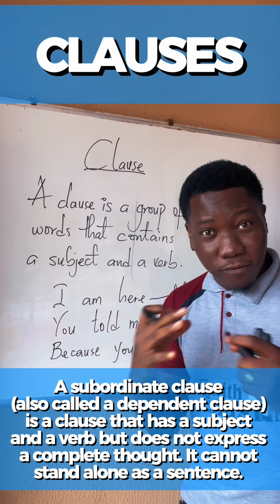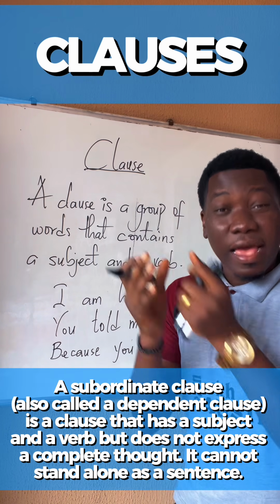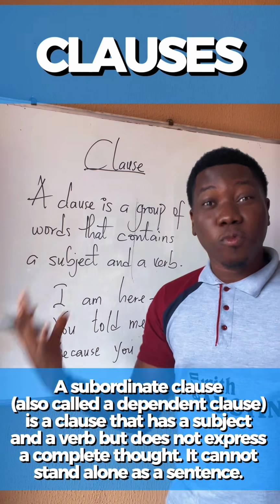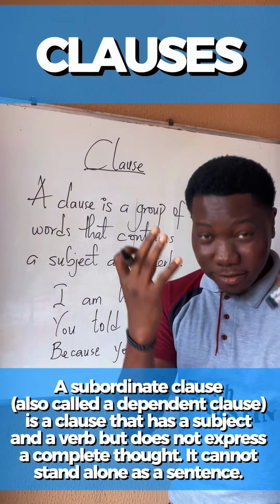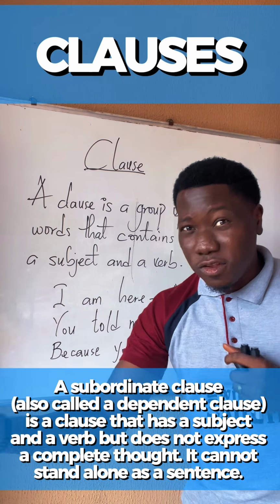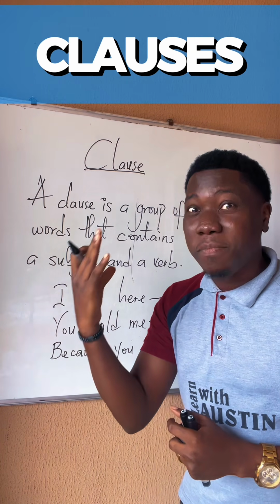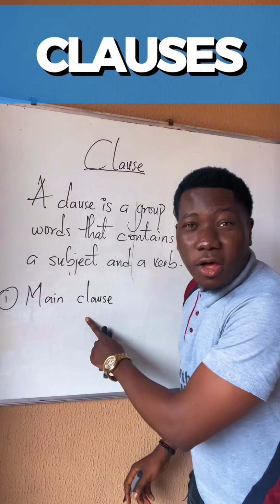A main clause is a group of words that contains a subject and a verb and communicates complete thought. But a subordinate clause is a group of words that contains a subject. Yes, it has a subject. Yes, it has a verb, but it's not communicating complete thought. Because you left. What happened because you left? Incomplete expression of thought.